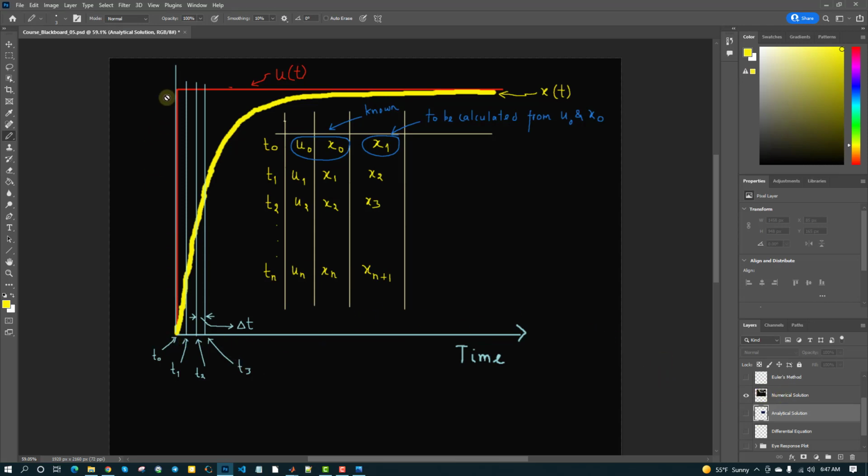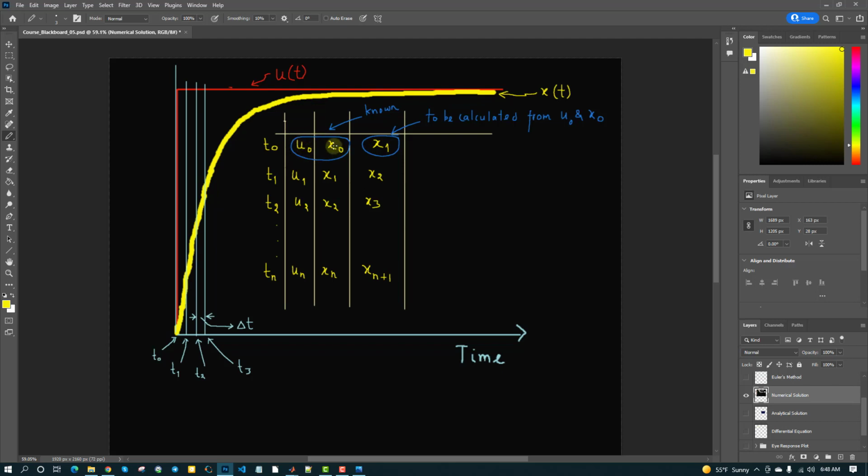Again, time axis, and this is the stimulus of the system, u of t. This is known, and we start at time t0. The input to the system, u of t, is known, which is k, and the system response at the start of the simulation is actually 0. So at time 0, we know u0, which is the system input stimulus. It's known, it's k, and we know the system output response, which is x0. That's known, which is 0.